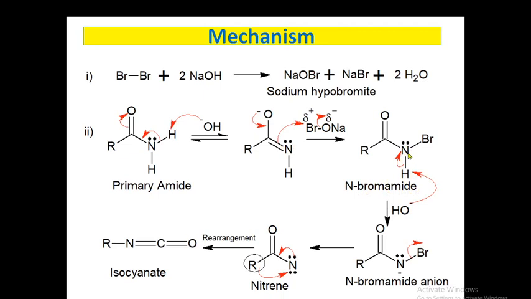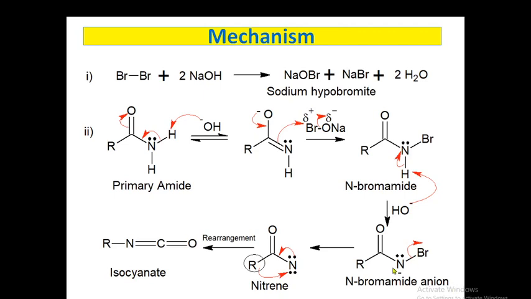species. Now, as you see here, this nitrogen is surrounded by an electron-withdrawing carbonyl group and an electronegative bromine, and therefore this hydrogen becomes more acidic. So a second mole of base picks up this proton to form an anion here. That anion is known as the N-bromoamide anion.